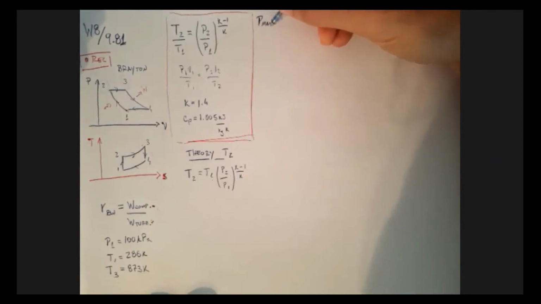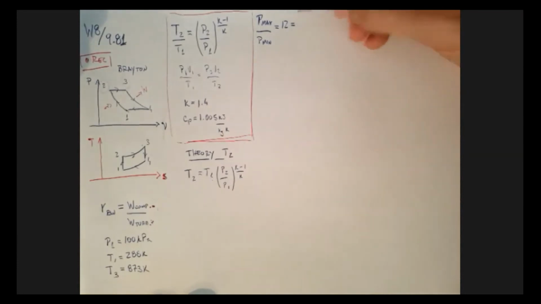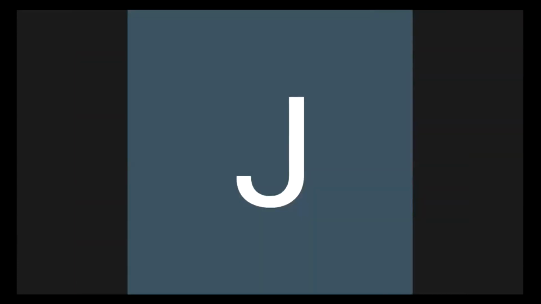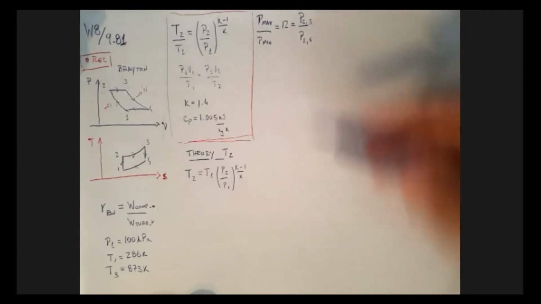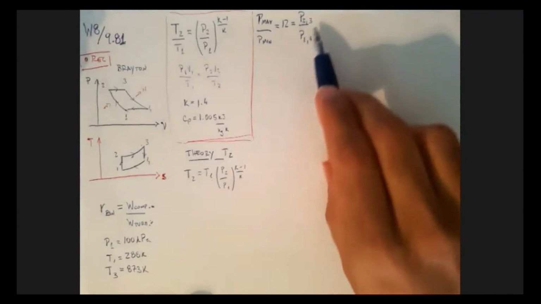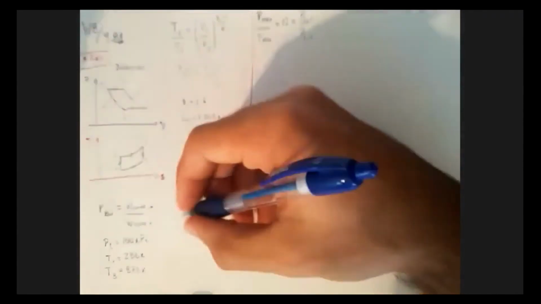P max over P min is 12, and that's equal to which pressures? What's the maximum pressure in my system? Which states? 2 and 3. I'm going to put a little comma there, 2 or 3, to make sure you don't get confused. And the minimum one, 1 or 4, they're the same. So 2 over 1, that's 12. This is going to be 12, and this is 1.4. I have everything I need.